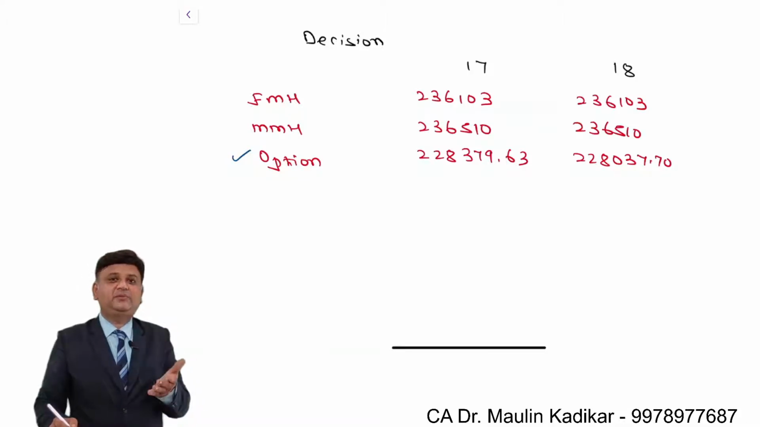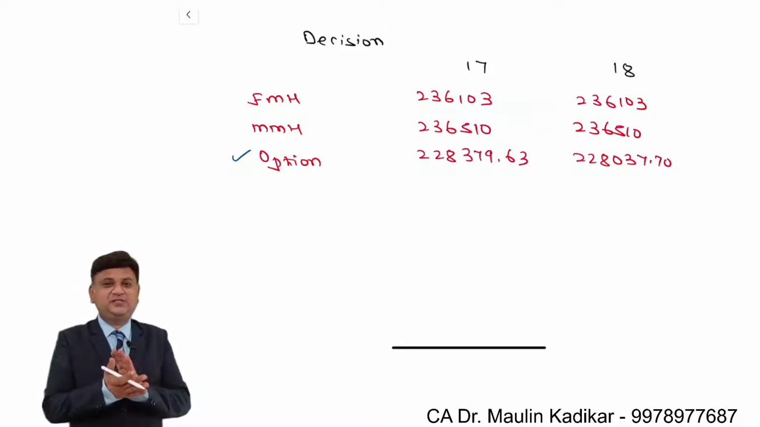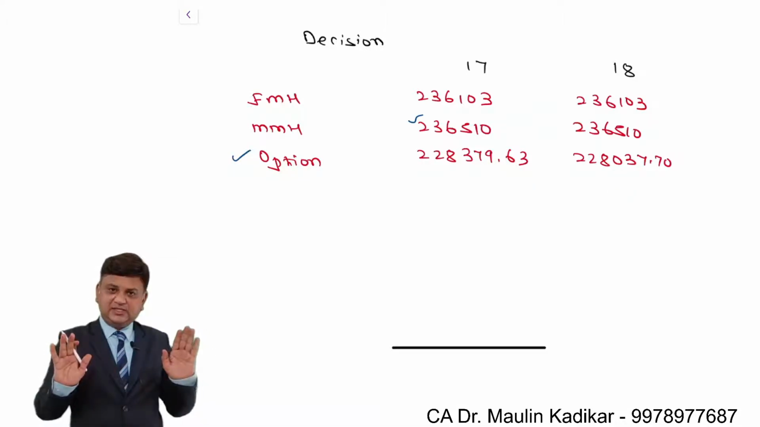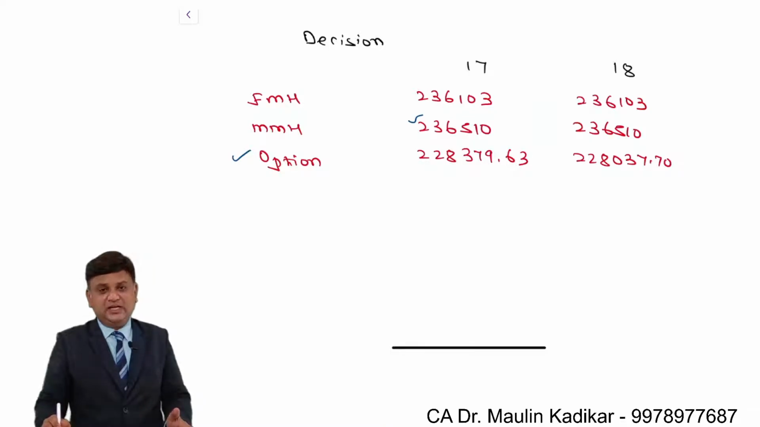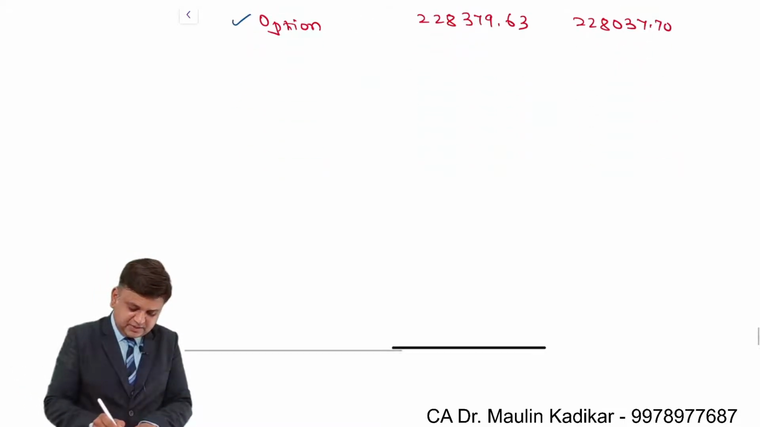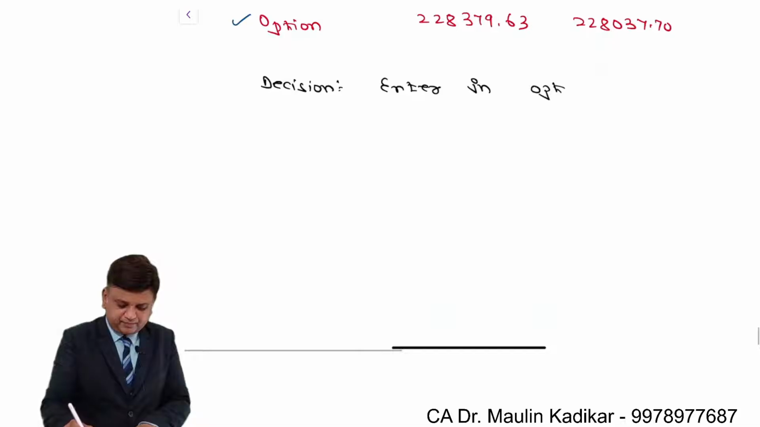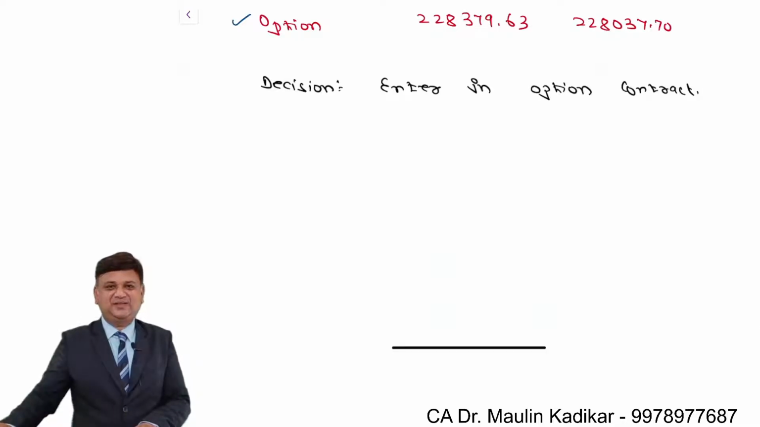There is a fair possibility that it may happen that your decision will change. If, let us say, the money market hedge has an answer which is falling between those two values, then there is a possibility that your answer will change. But don't worry, the institute has given a clear statement that you can do the answer by either of the methods. So the final decision is enter into option contract. This is what we understand.